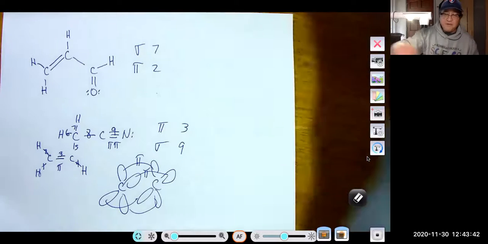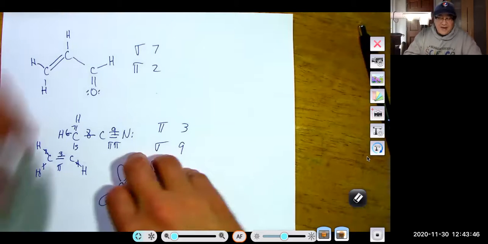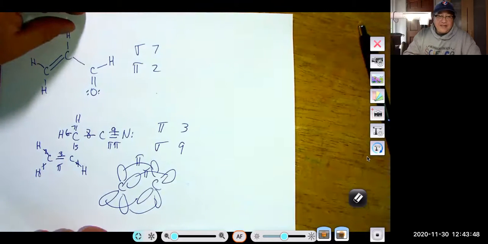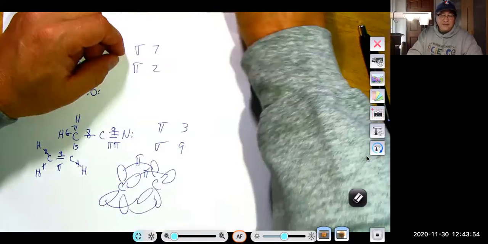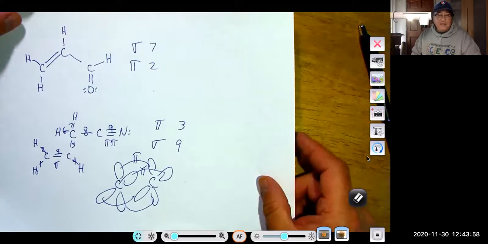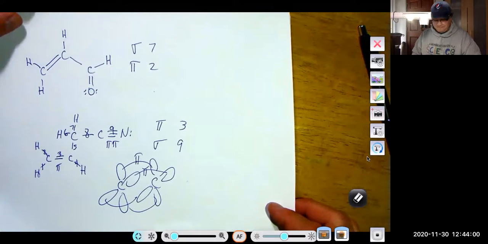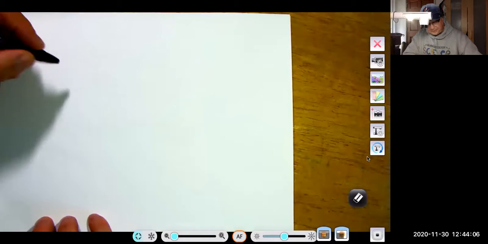Now, remember, valence bond theory is not the rule for how molecules behave. It's a model that hopefully predicts how molecules will behave. So it turns out that you can have quadruple bonds, and valence bond theory doesn't work too well for that. Okay? All right. Another thing I'm going to show you is this.